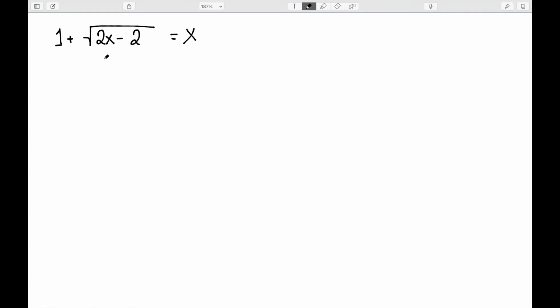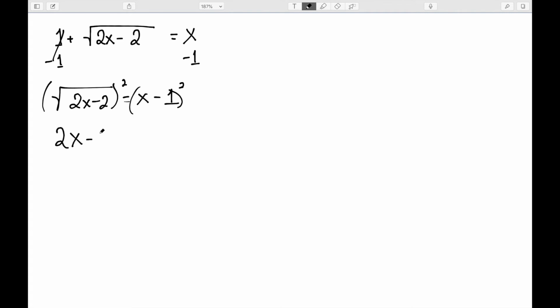My next one, 1 plus the square root of 2x minus 2 equal to x. The first step is to get the square root alone, so I'm going to subtract 1 from both sides. I then have the square root of 2x minus 2 is equal to x minus 1. From there, I can square both sides. Squaring a square root cancels it, so the left-hand side is 2x minus 2. The right-hand side, we do need to make sure to FOIL. x minus 1 times x minus 1. So the first is x squared, the outside is minus x, inside is minus x, and the last is plus 1. So this is x squared minus 2x plus 1 on the right-hand side.